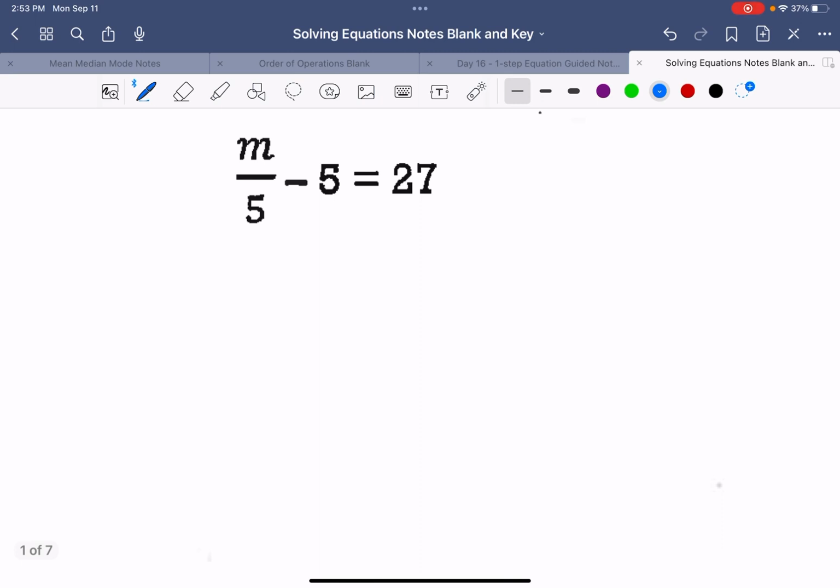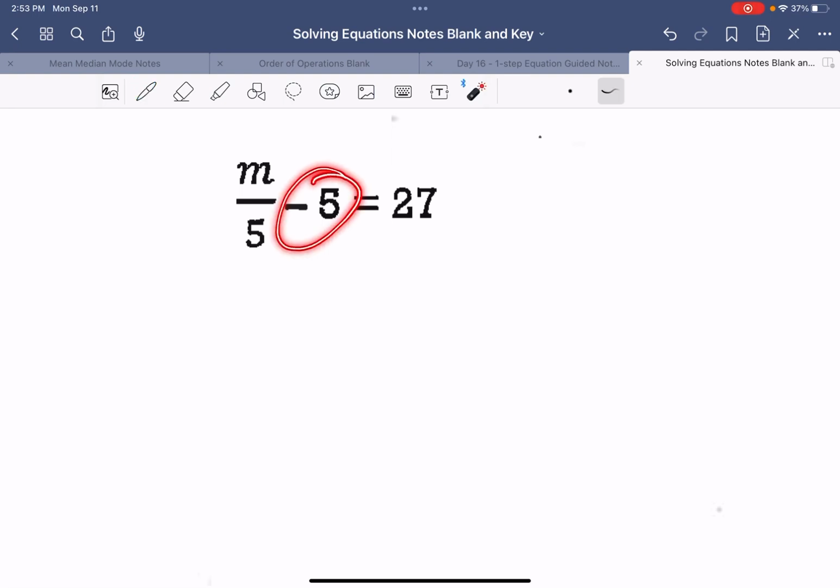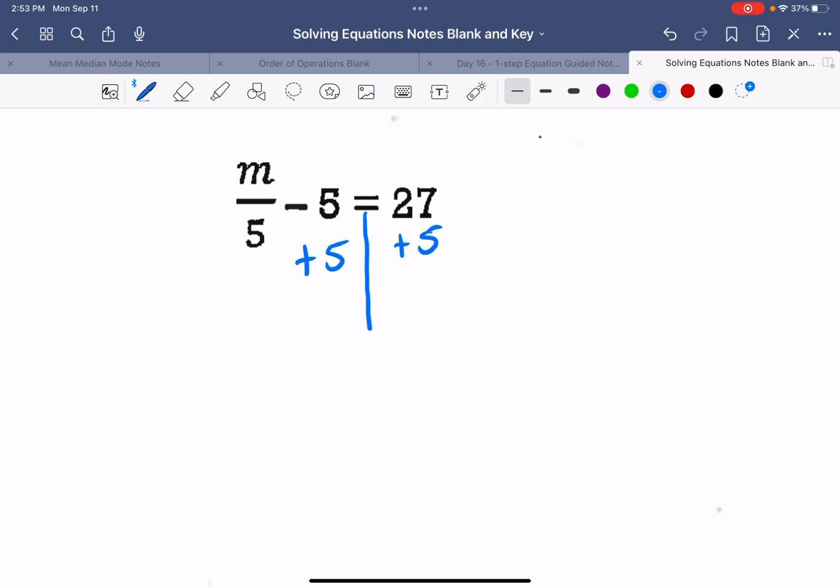m divided by 5 minus 5 is equal to 27. Well, going back to looking at PEMDAS, I'm going to do this addition subtraction piece first. Let's get that out of the way. Let's move it over to the other side of the equal sign. So the first thing I'm going to do is add 5 to both sides. Remember, you want to do the opposite.